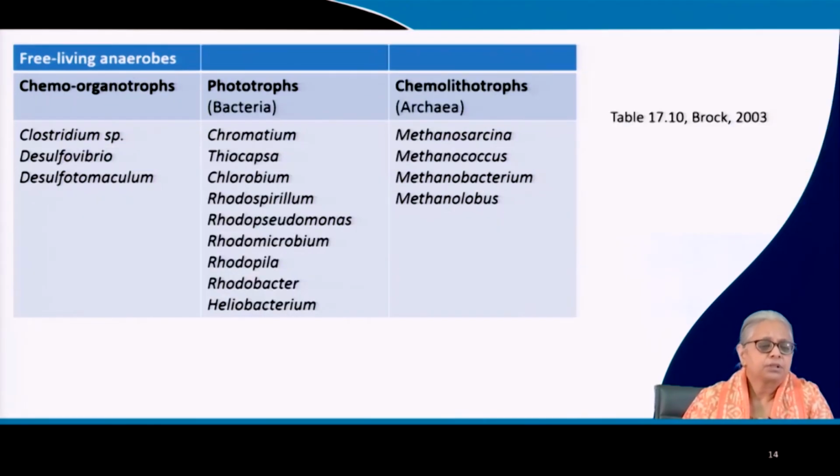There are some examples of free living anaerobic nitrogen fixing bacteria here. So, again in the three groups of chemoorganotrophs, phototrophs, chemolithotrophs, we have Clostridium, Desulfovibrio. In the phototrophs, we have so many other species, Chromatium, Chlorobium, Rhodospirillum. And in the chemolithotrophic group, these are all archaeobacteria, so Methanosarcina, Methanococcus, Methanobacterium, they are all capable of nitrogen fixation.